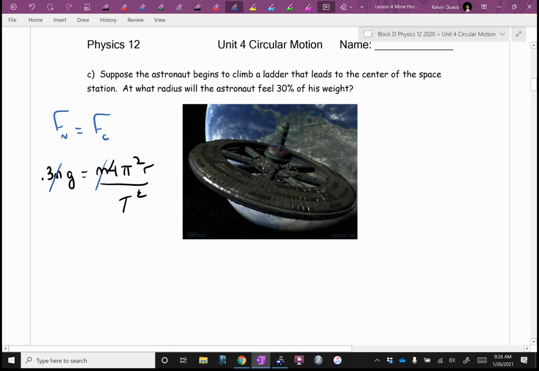What's it want me to find? Radius. Okay? That's it. So what are we going to get by itself? Which is what letter in here?